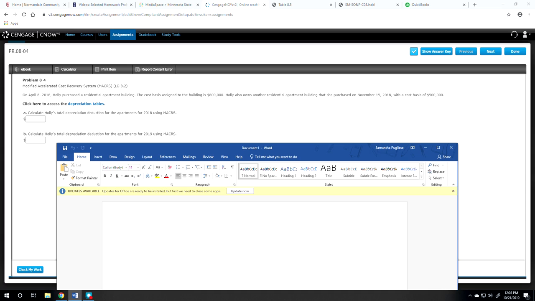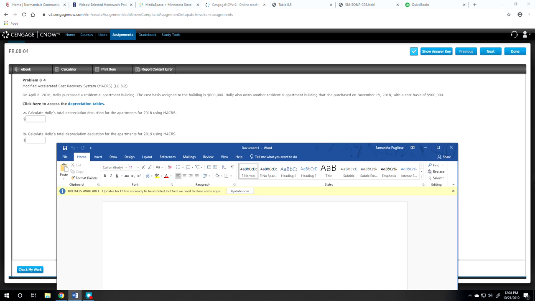So they tell us that on April 8th, 2018, Holly purchased a residential apartment building. The cost basis assigned to the building is $800,000. Holly also owns another residential apartment building that she purchased on November 15th, 2018, with a cost basis of $500,000. So we want to calculate her total depreciation for 2018, which is the year in which she purchased both of these buildings. And then we also want to calculate her depreciation for the second year in 2019.